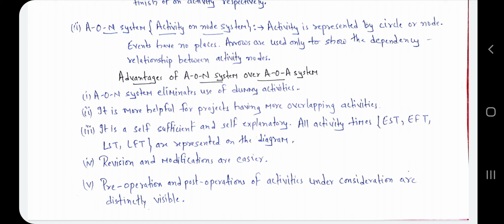So these are some basic parts of the CPM system, in which we discussed the AOA system and the AON system and the advantages of the AON system over the AOA system.